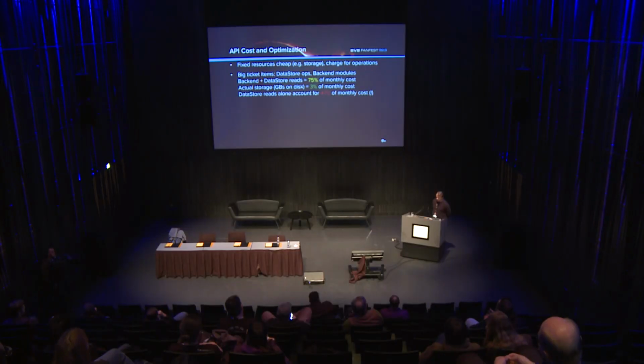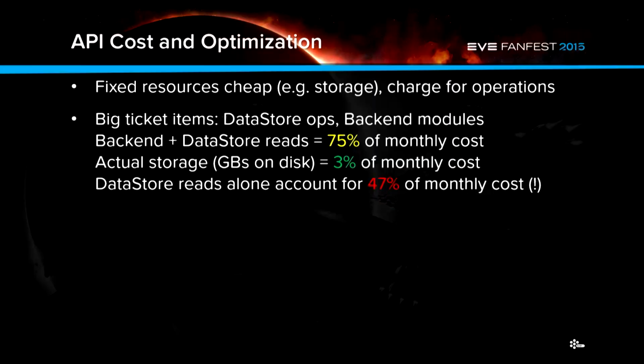So in the case of EveKit, the big ticket items are the data store ops and the back-end modules themselves. Those two things together are 75% of my cost every month. There's just the reads and running the back-end services. The actual storage, gigabytes on a disk, is 3%. It's noise, really. I should be storing a lot more potentially than I am. And the data store reads alone are almost half the cost. So that's 47%. So a natural question is, can we do better?